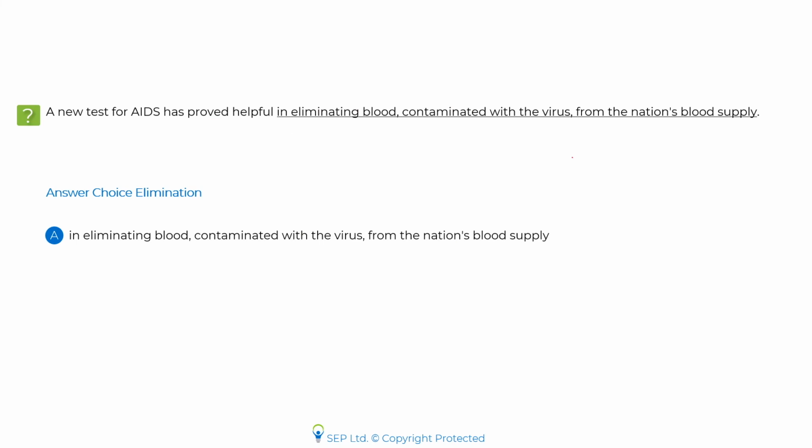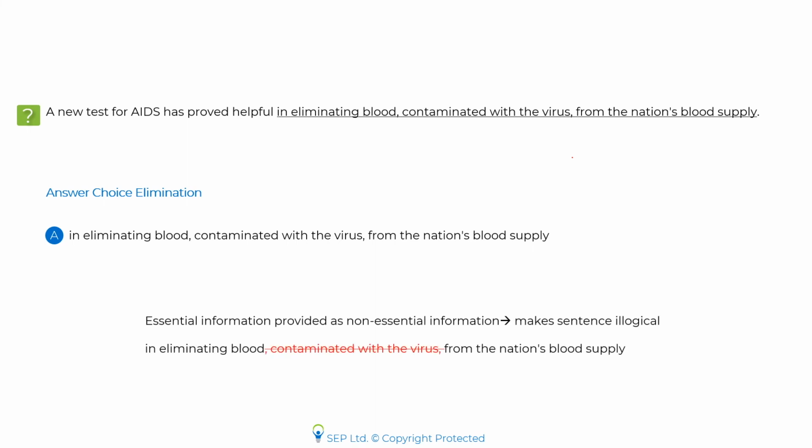So A is incorrect as stated earlier. Why is it incorrect? It is incorrect because essential information has been provided as non-essential information, which makes the sentence illogical. We are not eliminating all the blood from the blood supply of the nation. So A is out. Let's move to the next choice.